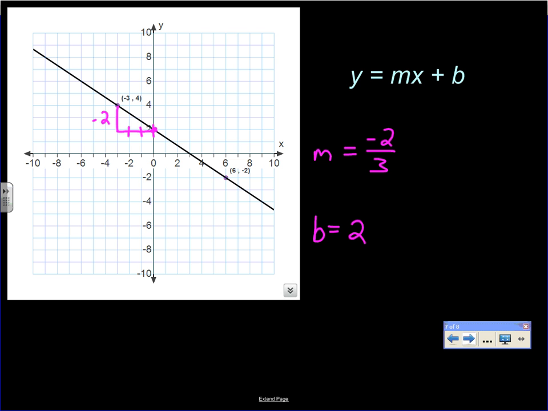So we need to write the equation. The equation, y is equal to negative 2/3 x plus 2, is the equation for the line that is there on the graph.